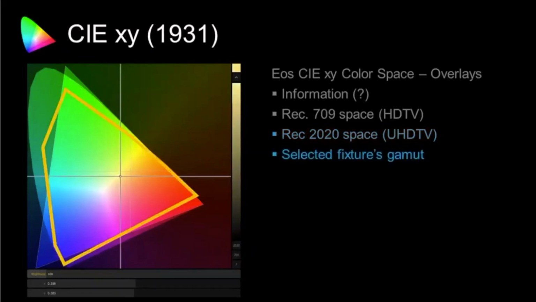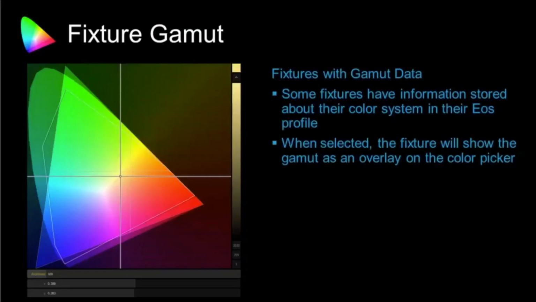And then there is a selected fixture's gamut. So anytime we grab a fixture on the command line, we will show a gamut if it has one. Our first big sidebar is going to be into gamut and what gamut is and why we display it. Gamut is, in short, the colors that a fixture can get to.